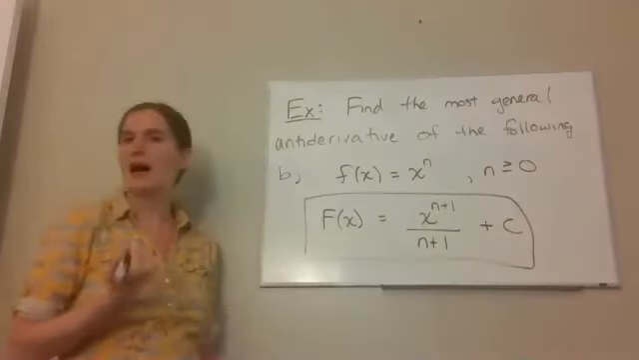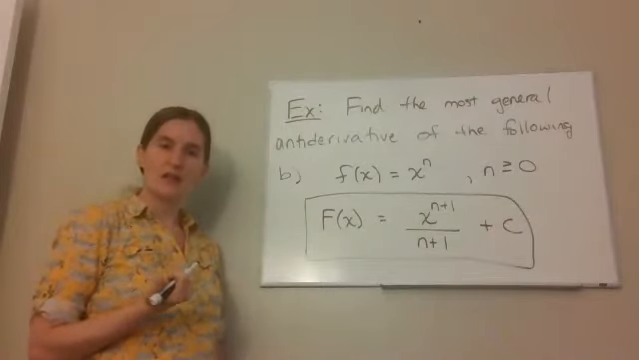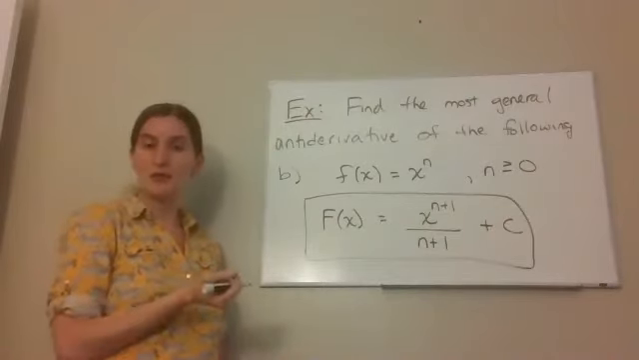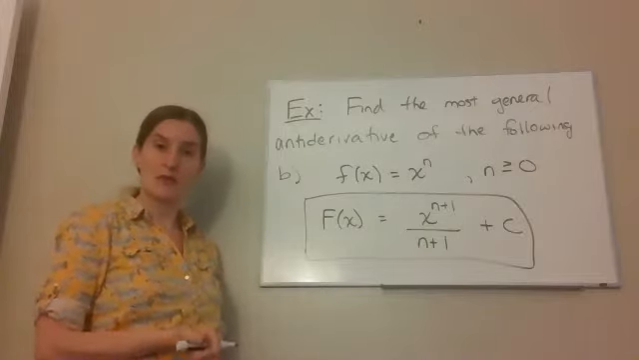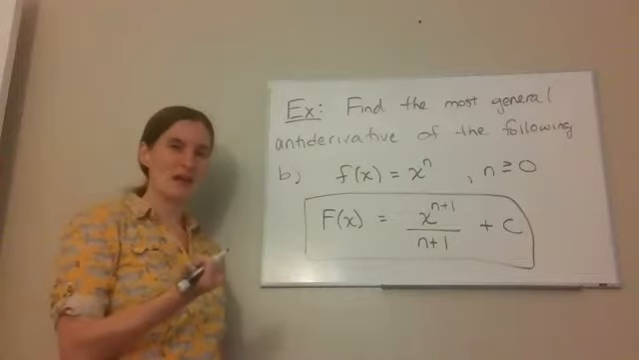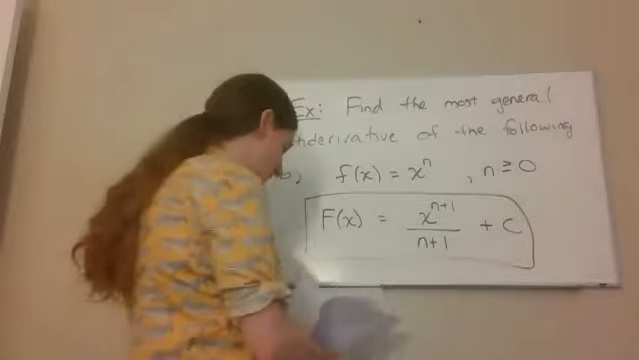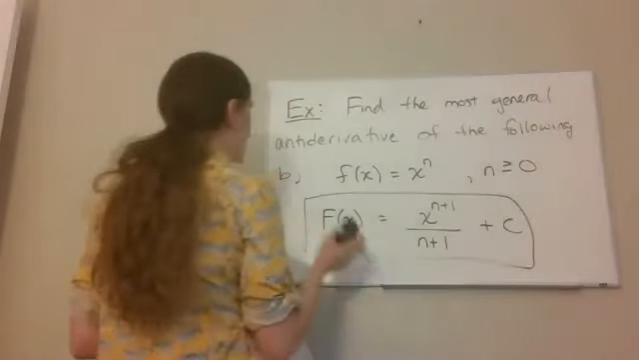So to undo our original power rule for differentiation, where we brought the power down and multiplied, and then subtracted 1 from the power, doing that backwards, we're going to add 1 to the power and then divide by that new power. So let's try another one.